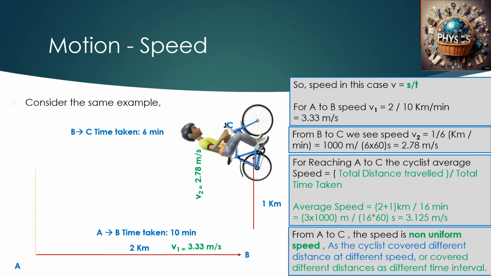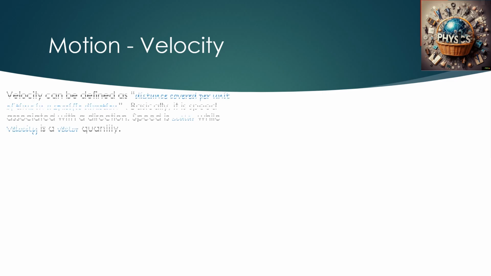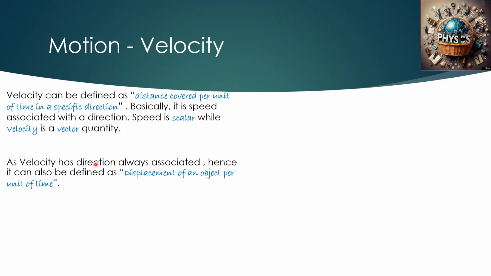That's our answer. So let us understand what is velocity. Velocity is also distance covered per unit of time, but we also consider the direction. So it is associated with direction. That means velocity is a vector quantity, whereas speed was a scalar quantity. Now velocity always has a direction, which means that we can also say velocity is the displacement of an object per unit of time, right?